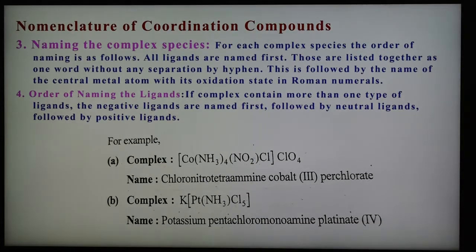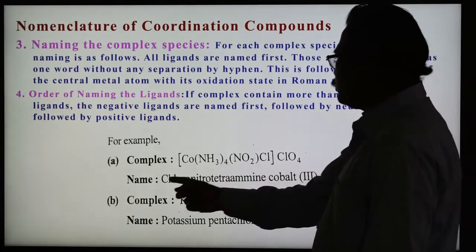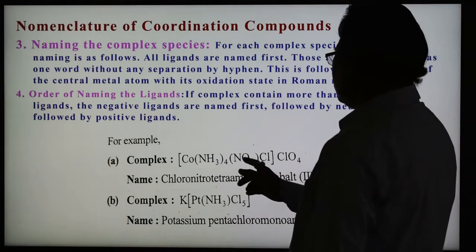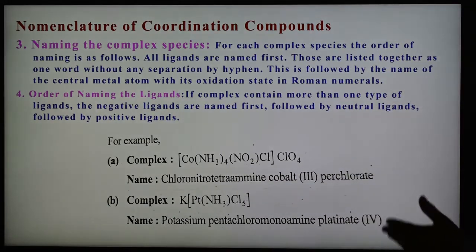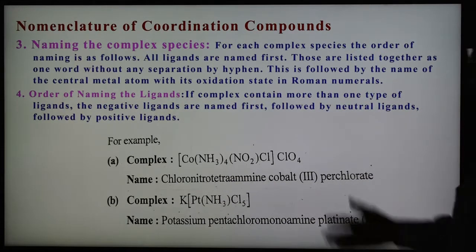Now example number 1, a complex is given here. This is the complex. We have to write the name of this complex. Here it contains 3 different types of ligands. So we have to write first chloro, nitro, tetraamine. 3 types of ligands are there.